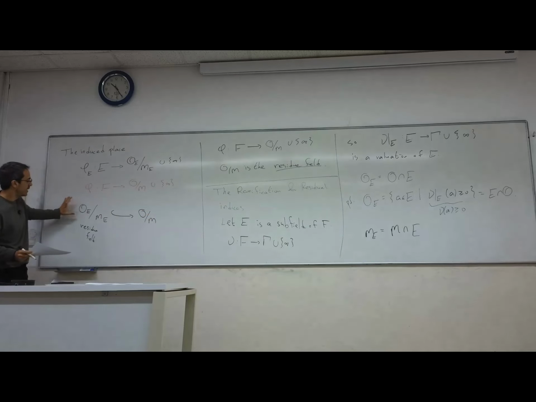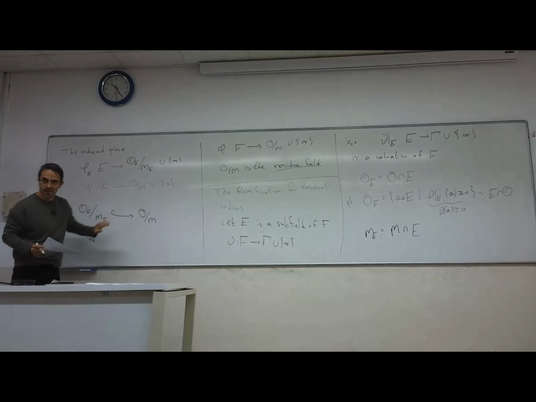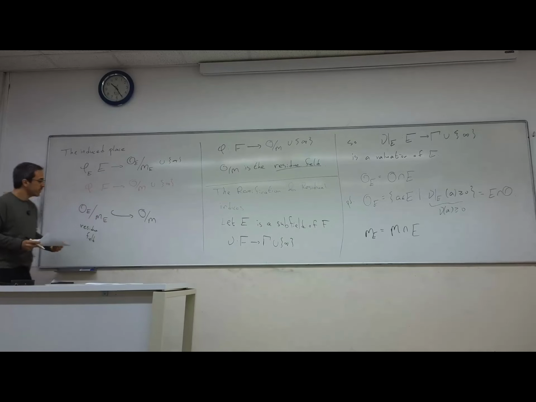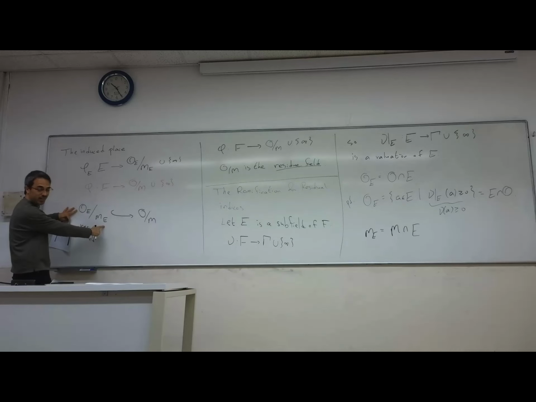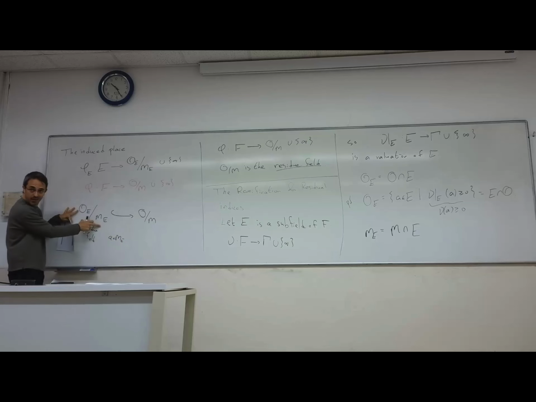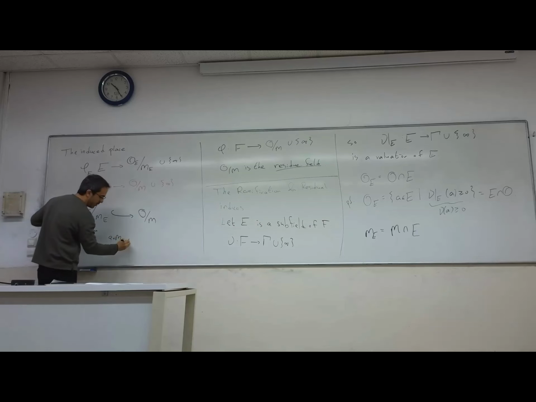I claim there is an embedding, a ring homomorphism, a field homomorphism from here to here. And the map is kind of obvious. What's the map? So you take an element here. An element here looks like something A, where A is in OE plus ME. Right, this is a general element here. And where should you map it? I mean, what can you do, right?